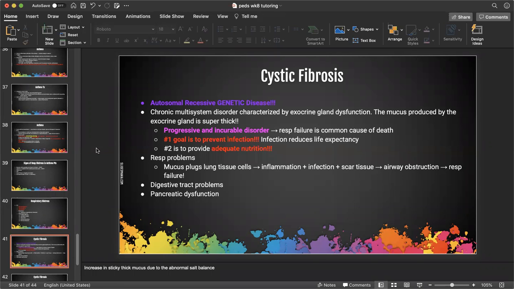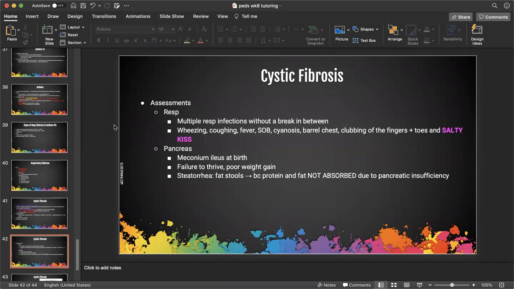And then again, cystic fibrosis is just an increase in thick, sticky mucus, which is because of an abnormal salt balance. So when you're thinking of cystic fibrosis, just remember that they have a really thick mucus and that we want to prevent infection because it reduces their life expectancy, and respiratory failure is a common cause of death for patients with CF.